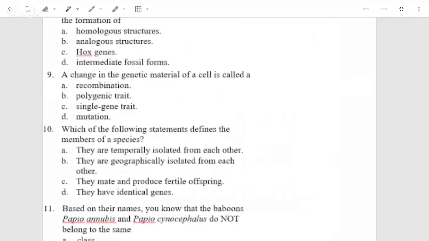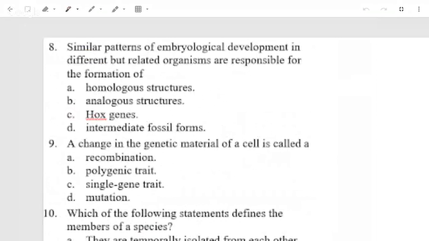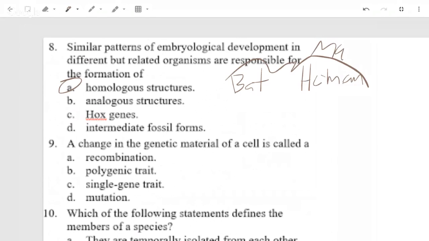All right, here we go. Number 8. Similar patterns of embryological development in different but related organisms are responsible for the formation of which of the following? Sounds like homologous structures. Yeah, that's right. All right, homologous structures. Again, we compare a bat to a human. These are both mammals.